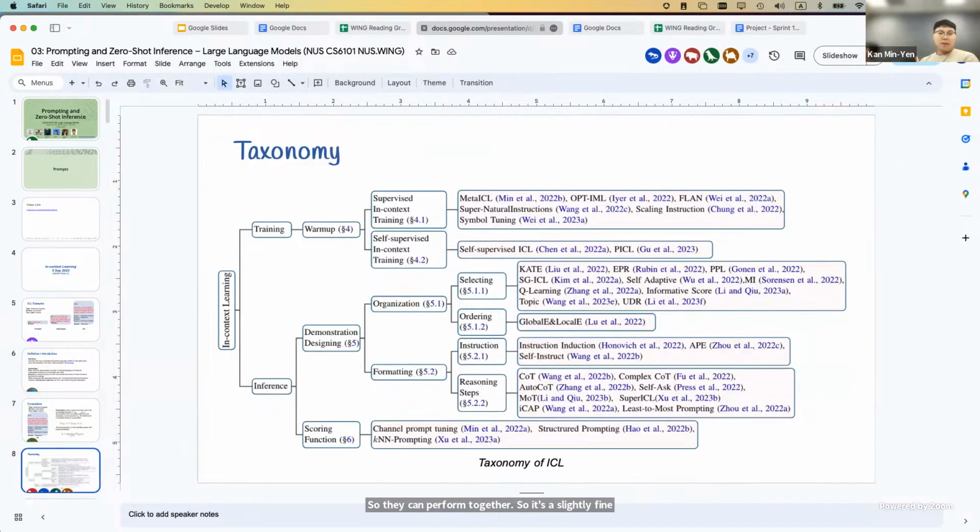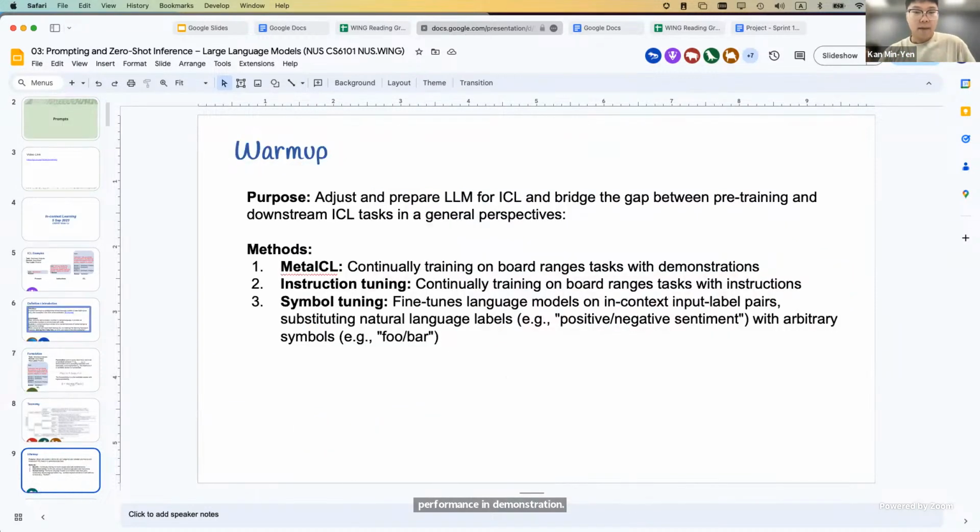We also focus on inference, where we don't do the training; we already inherit the model for the inference. I will talk about both. For the warm-up, I will talk about the supervised methods. For the demonstration, I will talk about the key factors that affect the final performance. But the scoring function, we will leave for the future, okay? The main purpose of the warm-up is to adjust and prepare the language model for ICL and bridge the gap between pre-training and downstream ICL tasks.